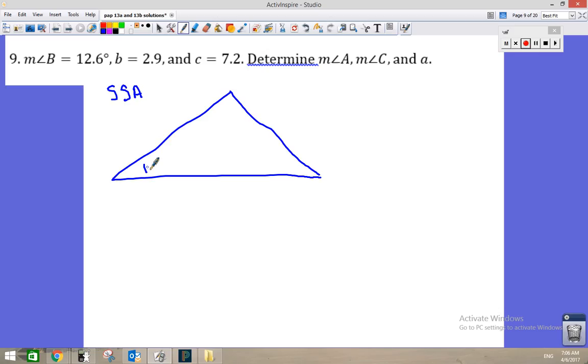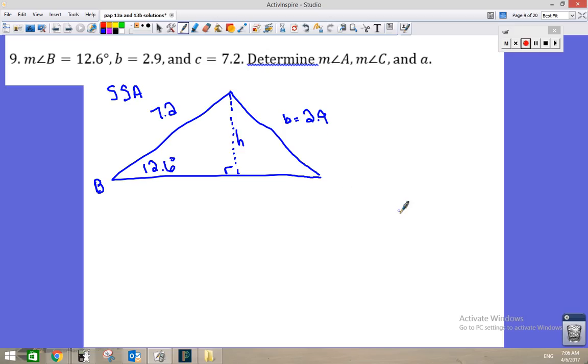So let's see what we have here. We've got 12.6 degrees, opposite it 2.9, and this 7.2. So I compare this 2.9 to 7.2, and I see that it's not longer. If 2.9 had been longer than 7.2, I'd say there'd be exactly one triangle. So I don't know if there's going to be two triangles. I suppose there could be one. I don't know if this is going to be a right triangle. This 2.9 to me looks to be kind of short.